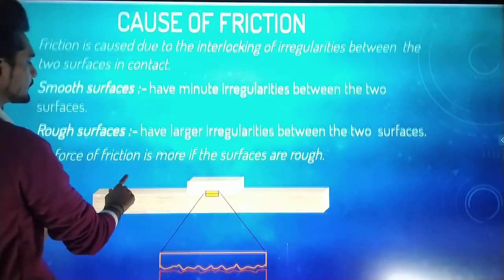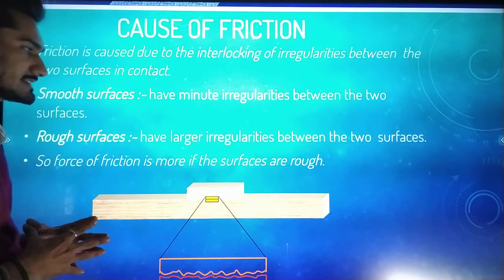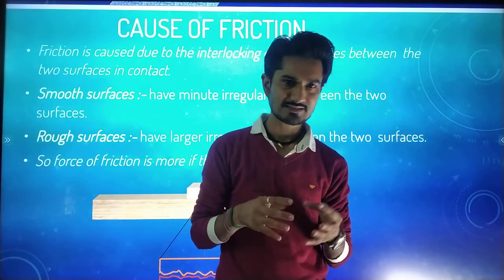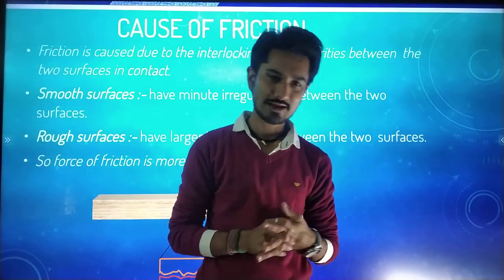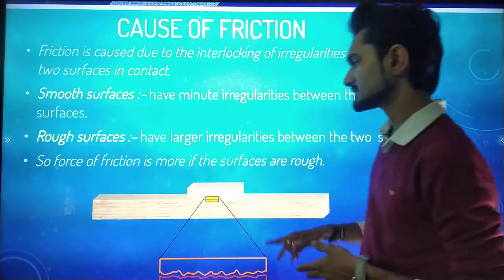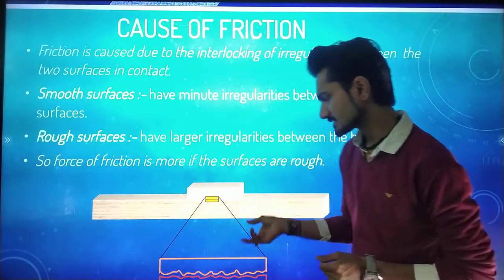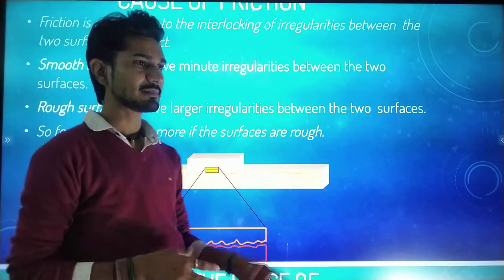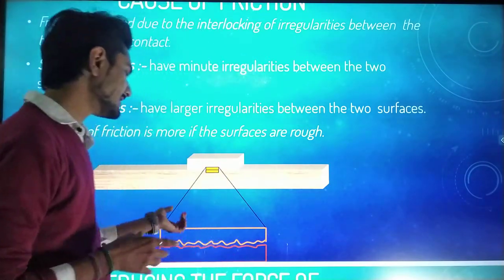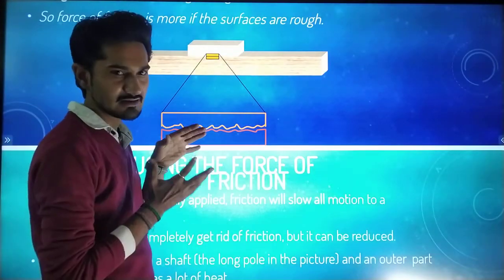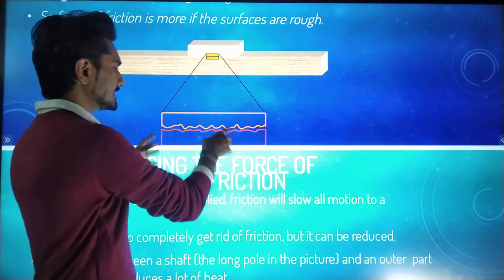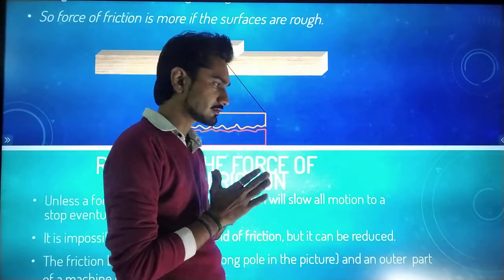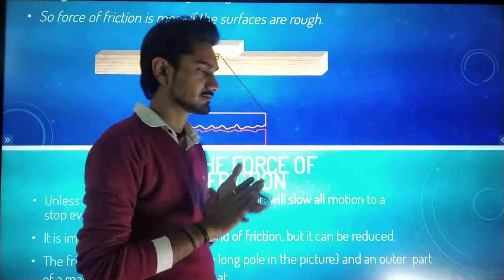Causes of friction. We have seen that there are two types of surfaces, a smooth surface and a rough surface. On a smooth surface there is less friction, because the surface is not like this with edges. So we can say a smaller amount of friction applies on a smooth surface, while on a rough surface the edges collide with each other, and that is why a rough surface creates more friction between the surfaces.